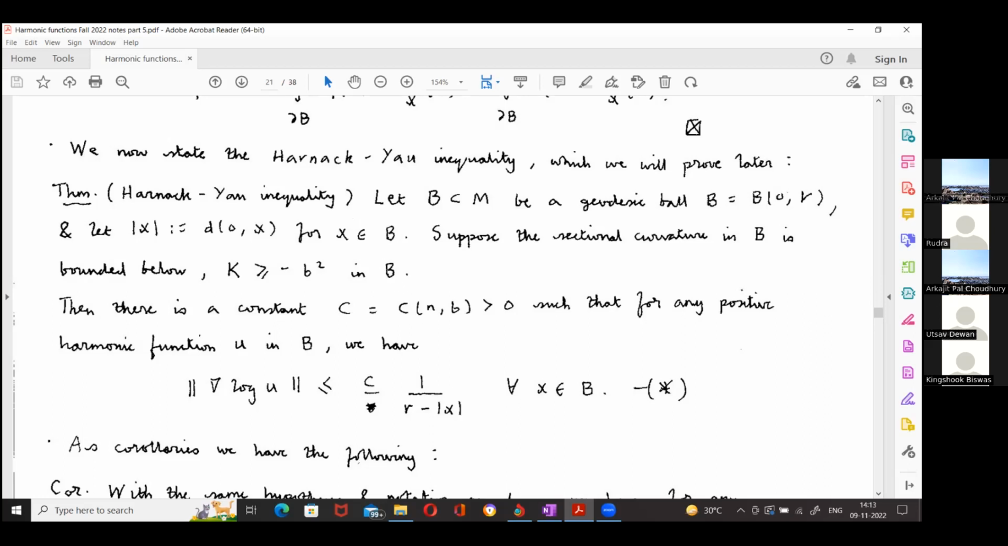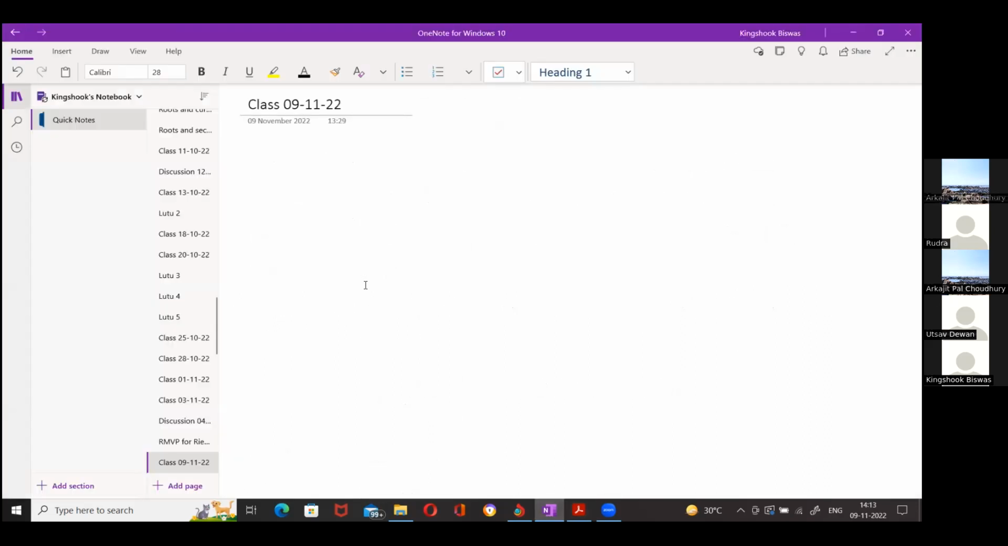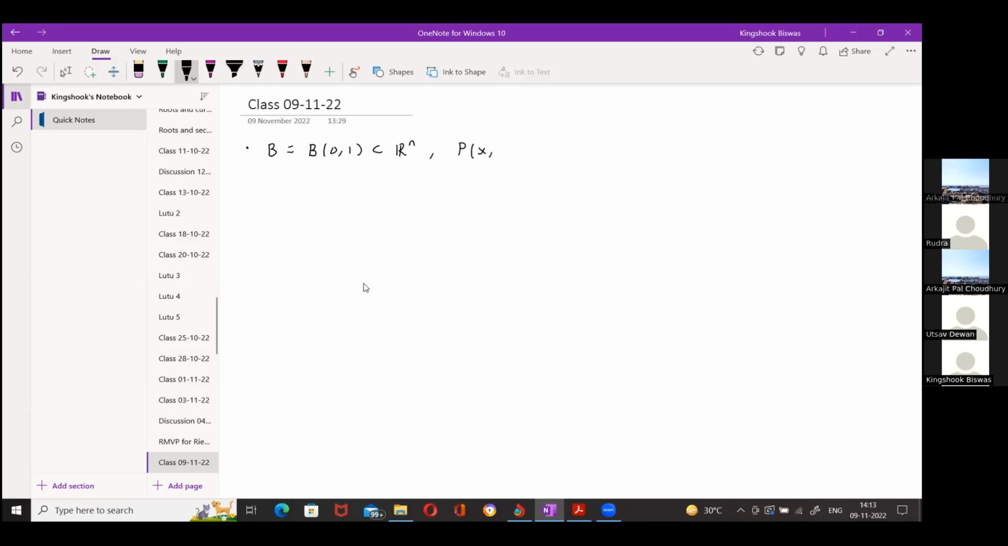Yes, so the classical Harnack inequality comes from the Poisson formula. Say on the unit ball in Rn. We derived the Poisson kernel for this unit ball, right?